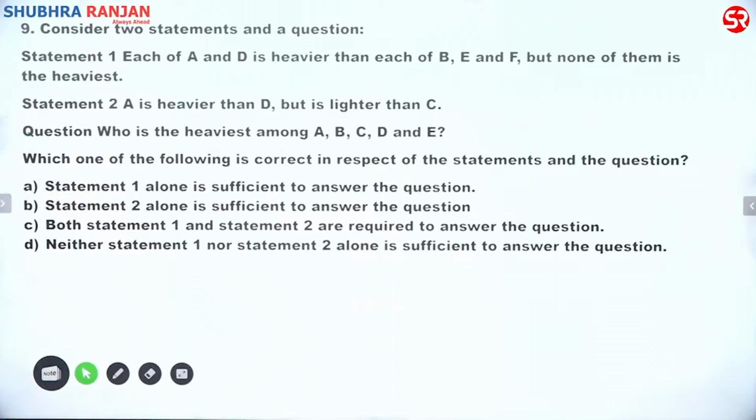Guys, I don't think this is 2022. Now it is 2019. Or maybe 2022, last question.